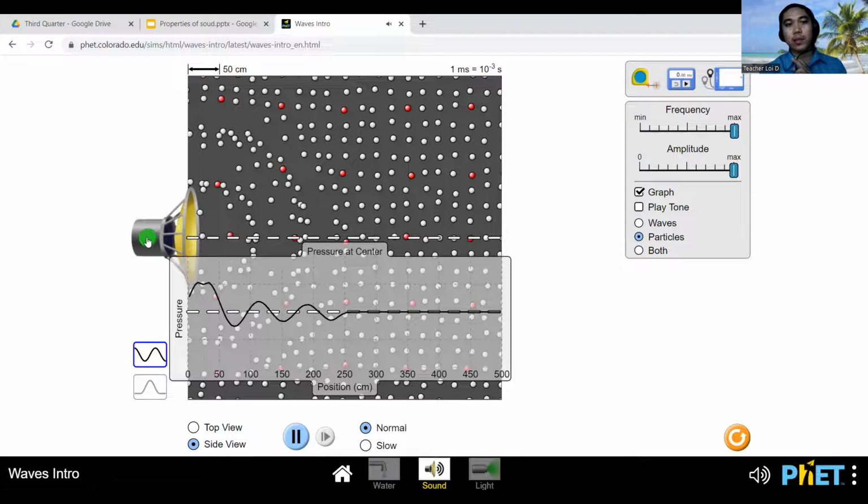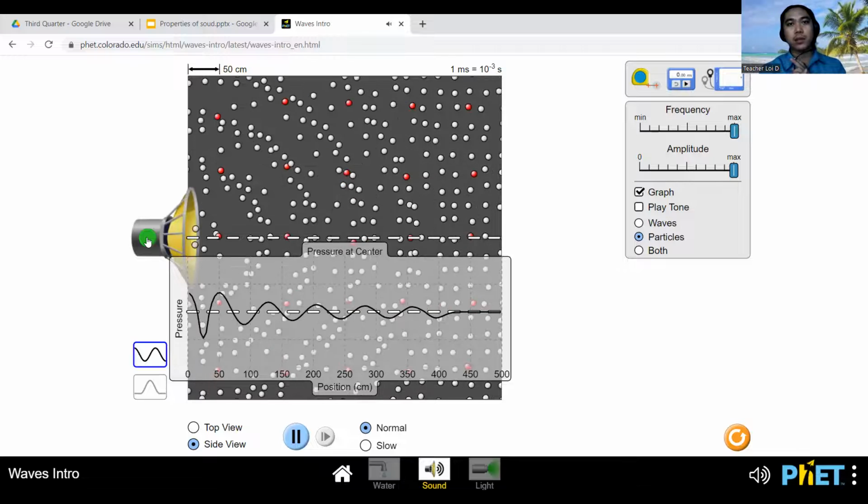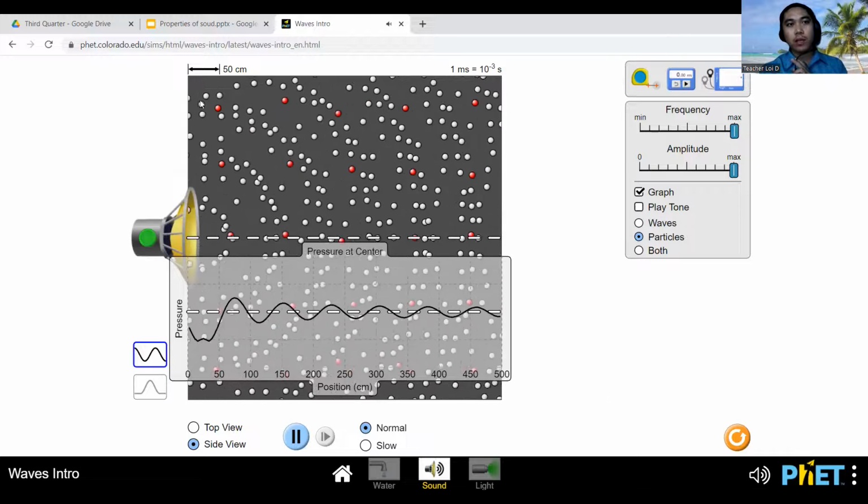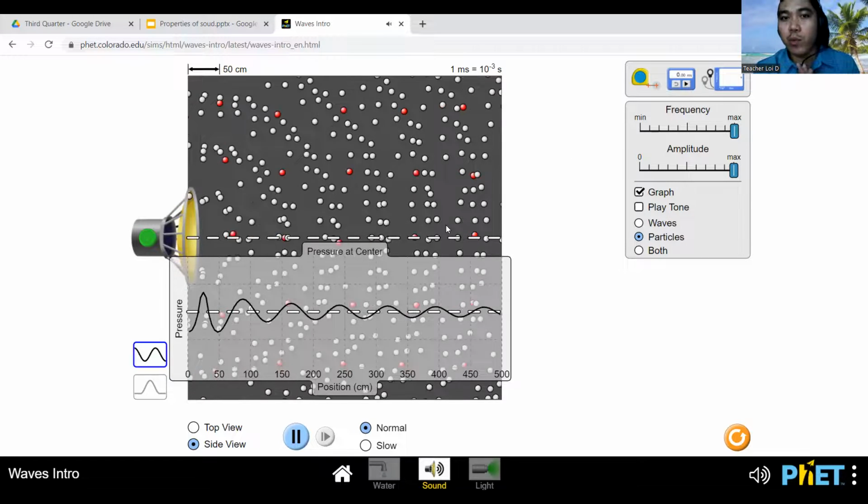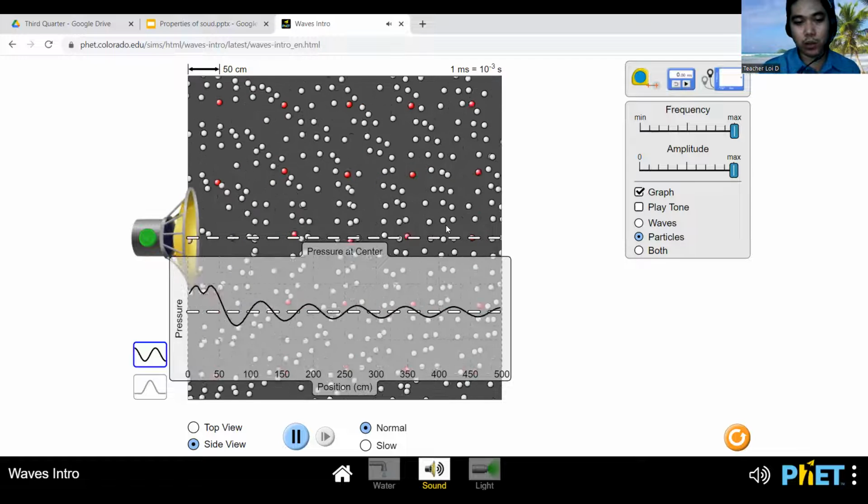Okay, yan. Nakikita natin yung mga particles. I try to navigate this one. This simulation. Marami kayong matututunan dito.